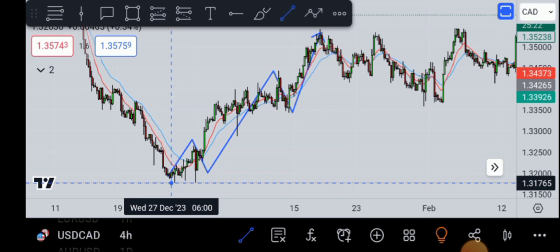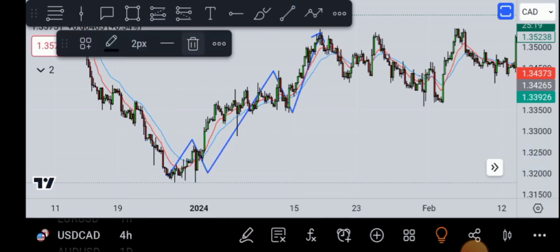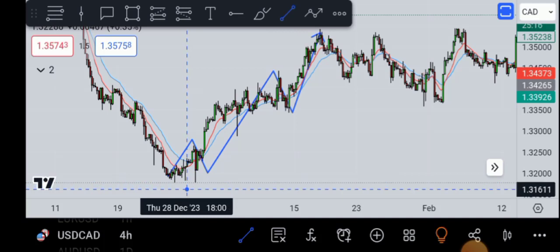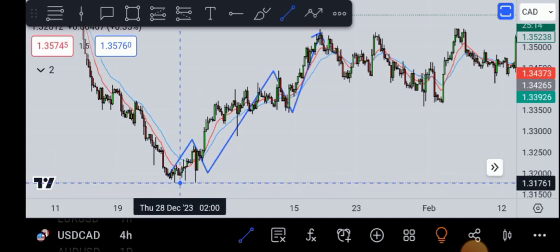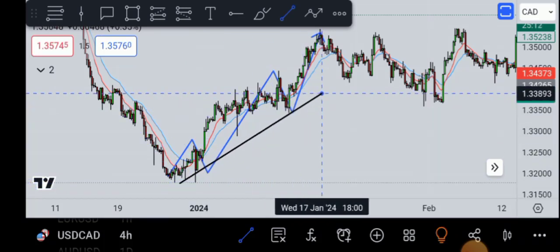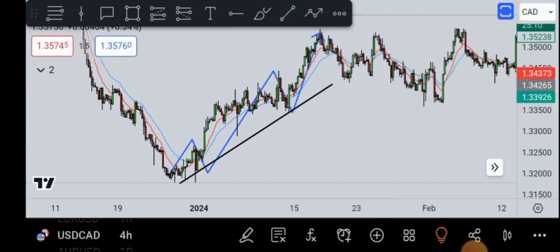Now we can come right here and draw our dynamic support level. You can see price keeps respecting this place. You often see forex traders draw lines like this on their charts. This is just what they are trying to achieve. We use these things to make informed decisions, to know where price is going.